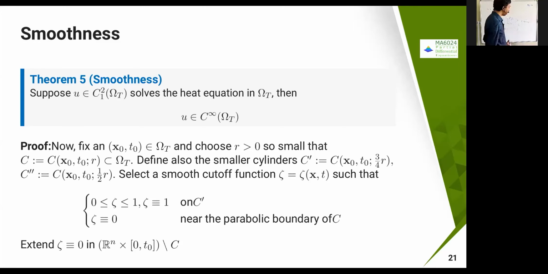And you can extend this. You can extend this if theta is equal to 0 somewhere. Suppose I take some parabolic boundary over here. So here if it is 0, what I am going to do is just extend this for all R^n cross (0, T naught), except that C. So that place I'm just going to take it.